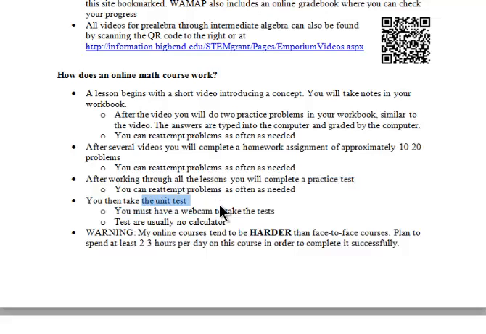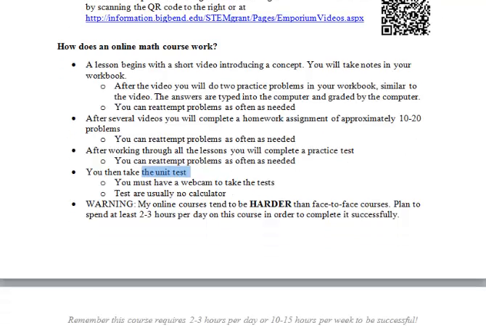The unit test is recorded with a webcam using some software that's called Tegrity, and there's another video that you'll watch after this one that shows you how to set up that Tegrity recorder. The tests for Math 95 are usually no calculator. Math 99, the tests often do allow a calculator.